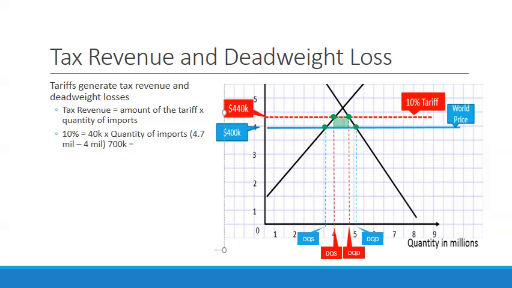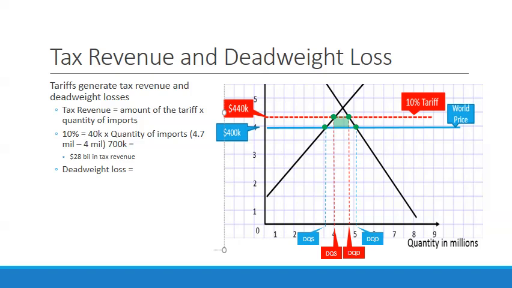So here we have it, 10% is equal to 40,000 times the quantity of imports, 4.7 million minus 4 million, so 700,000. And that gives us $28 billion in tax revenue. So that's pretty good for the government.